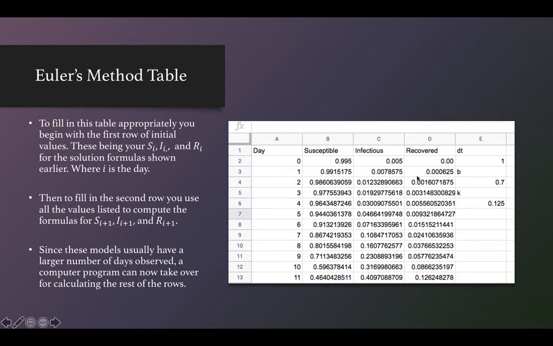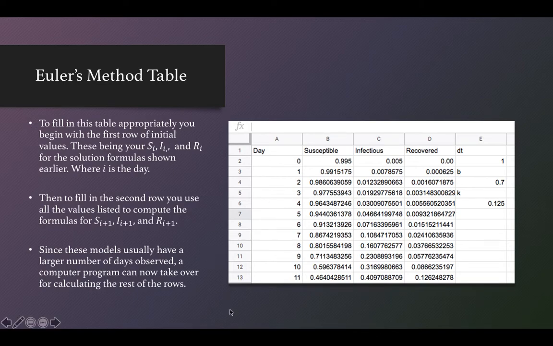But otherwise, you're plugging in these values exactly as you see them in the formulas shown a few slides ago. Once you've done this second row here, the computer knows the formula for the rest of the rows, and you're able to just click and drag and have it compute the rest of the rows for you, which is really handy, especially if you were observing a year's worth of the spread of a disease. That would be 365 days you don't want to compute by hand.